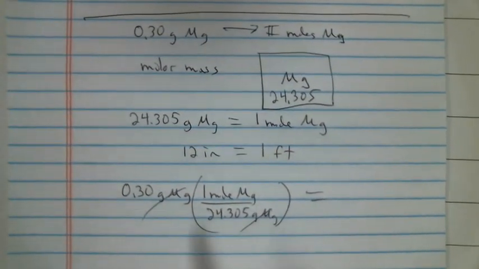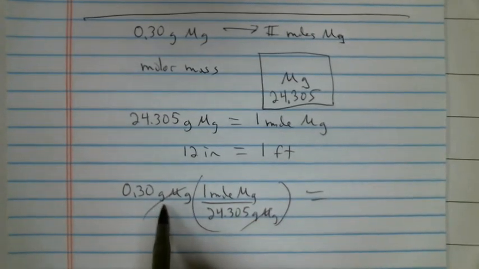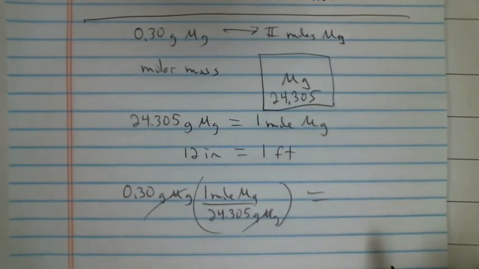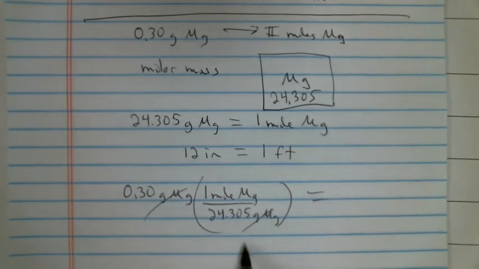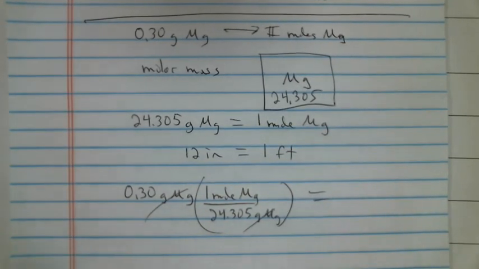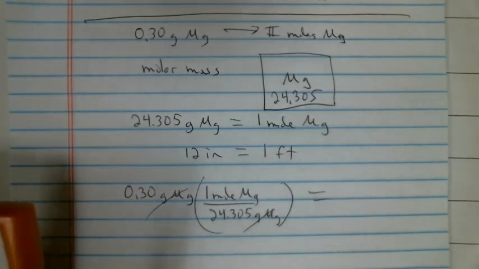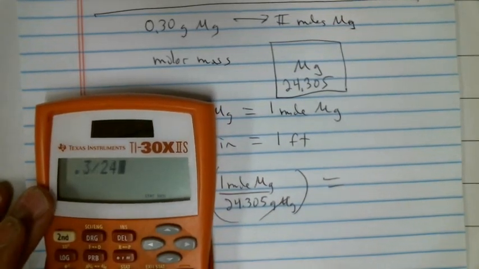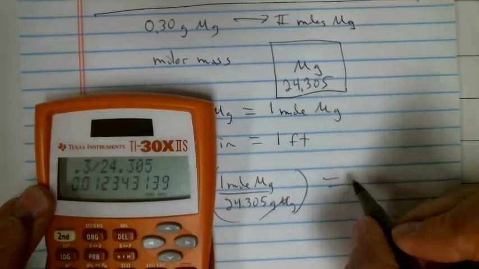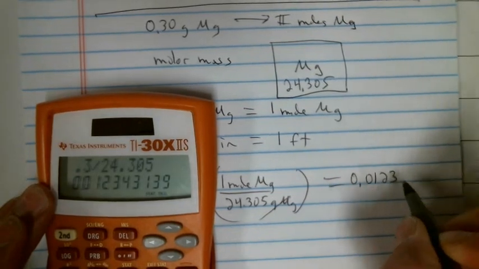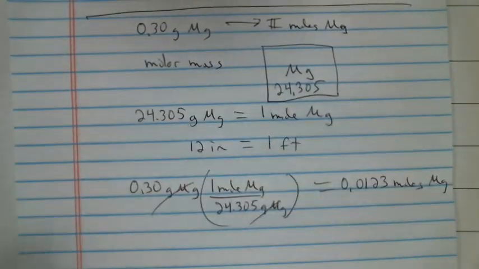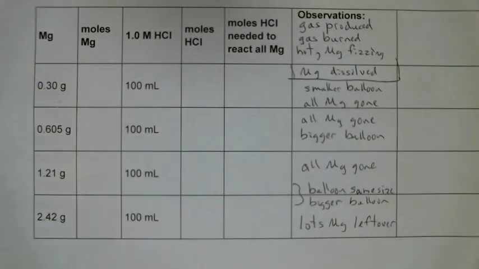And if you would promise me to always include the unit and the identity of the substance, you will be much more successful in doing stoichiometry and chemistry. I know not a lot of people do that, but you will catch mistakes. You want to build in a process for not making mistakes on the stuff that you know. So 0.3 divided by 24.305, and I get 0.0123 moles of magnesium.